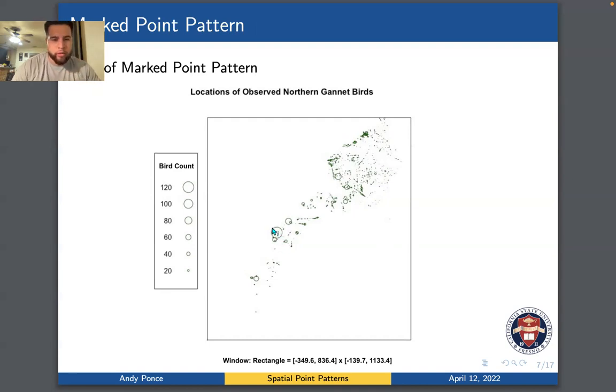Some of the larger circles are telling you what this legend over here is expressing. Larger circles represent higher counts of northern gannet birds, and the smaller circles represent a smaller count. So just like the earthquake example, not only do we know where northern gannets were spotted, but we know how many were spotted right there.